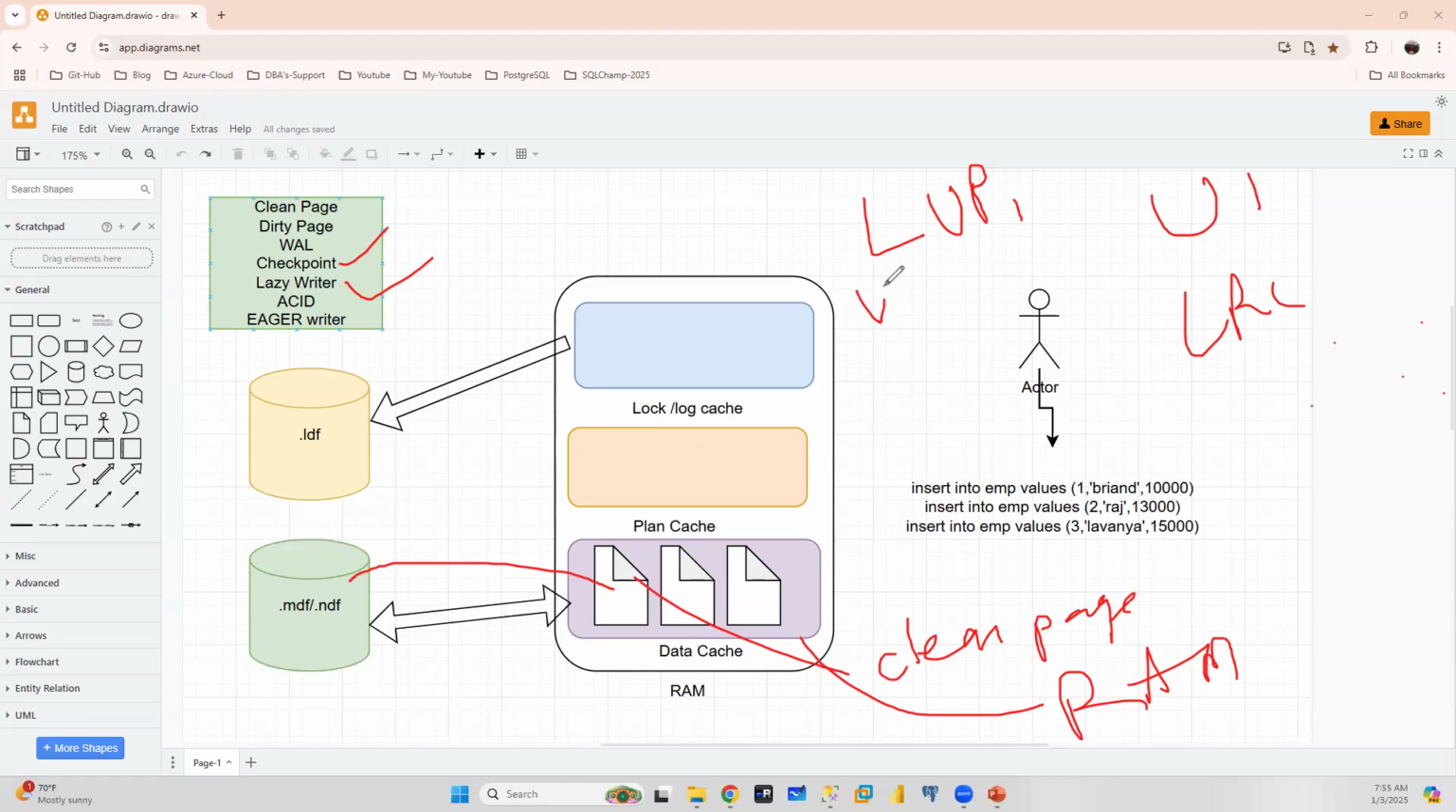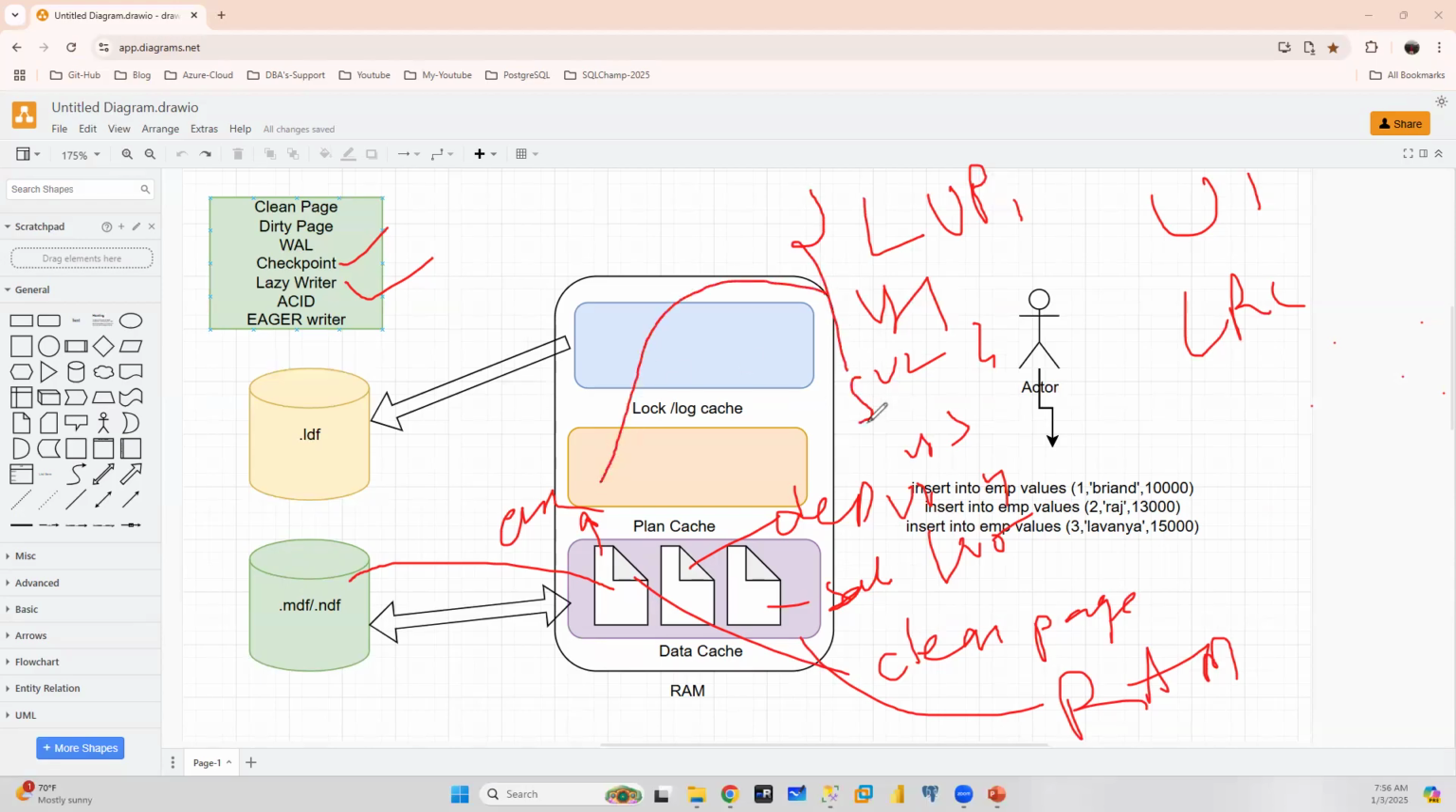Now, for example, user 1, user 2, user 3, user 4, user 5. Assume there are 10 users trying to access some data. For example, this page belongs to the employee table, this page belongs to the department table, and this page belongs to the sales table. 3 to 4 users are accessing the employee table, 3 to 4 users the department table, and 3 to 4 users the sales table. So different varieties of users are accessing different varieties of pages.